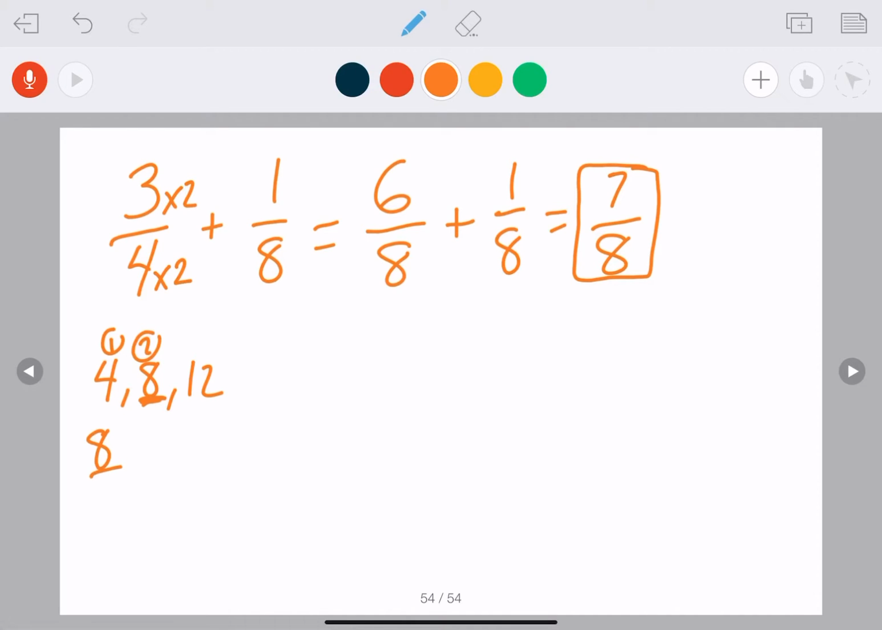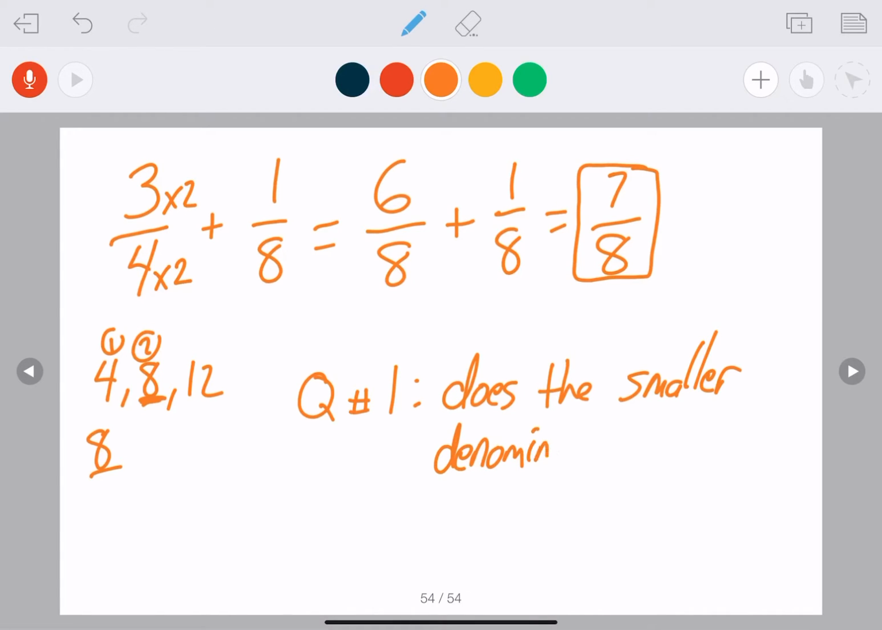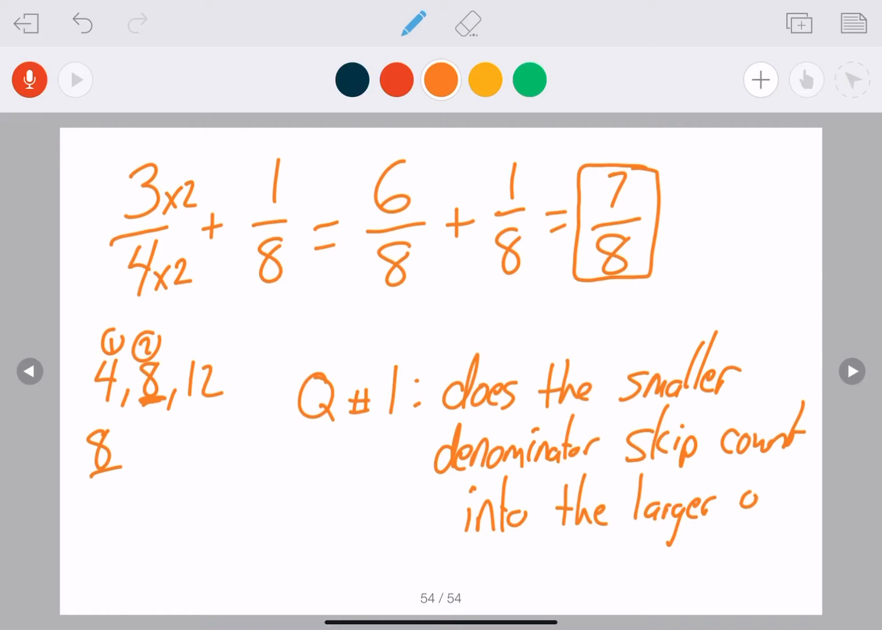Okay, so when I look at a set of fractions that I'm adding or subtracting, question number 1 is always, does the smaller denominator skip count into the larger one? In this case, 4 does skip count into 8. If your answer to this is yes, you only change one fraction. So you ask yourself, does 4 skip count into 8? Yes, it does. I only have to change the smaller denominator then. If it won't skip count in, then I need to find the first one that they both will arrive at.